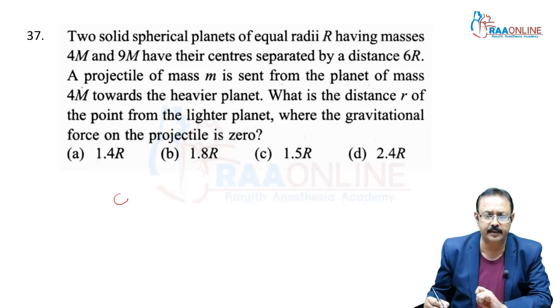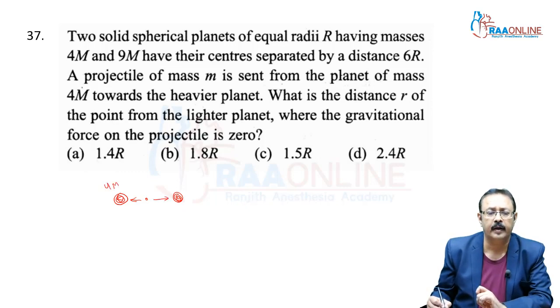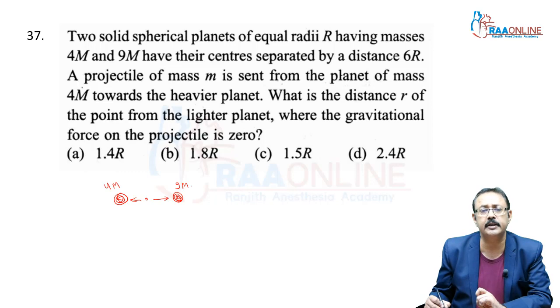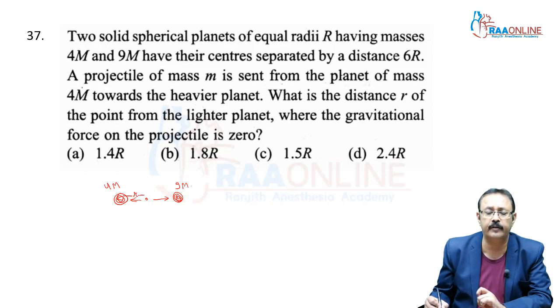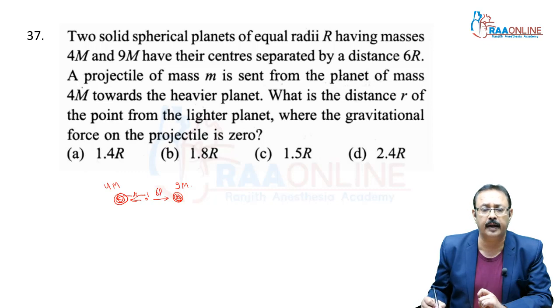See, one planet is this, one planet is this. It will attract the satellite towards it and it will attract towards it. Its mass is 4m and its mass is 9m. And the distance between their centers is 6r. Suppose from the lighter, at r distance, the gravitational force is 0. It means from the other, the distance should be 6r minus r.